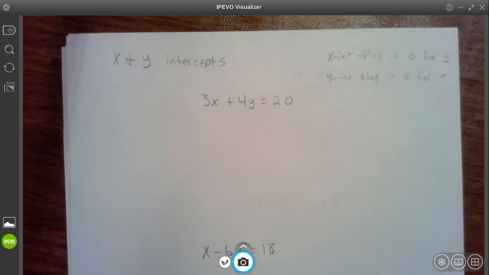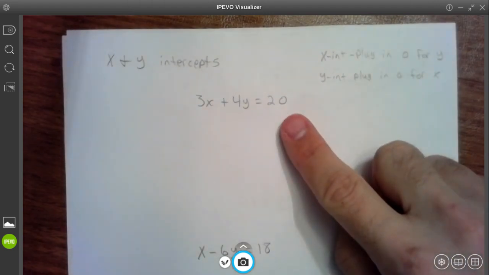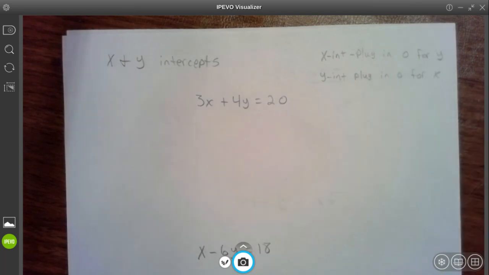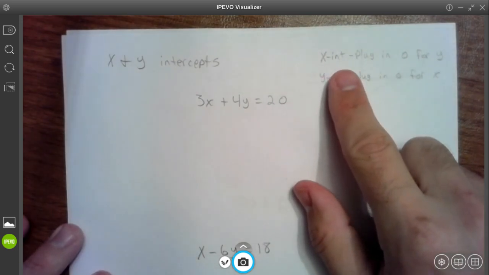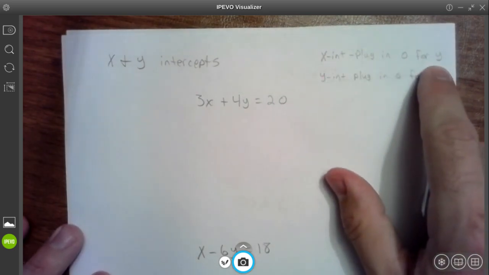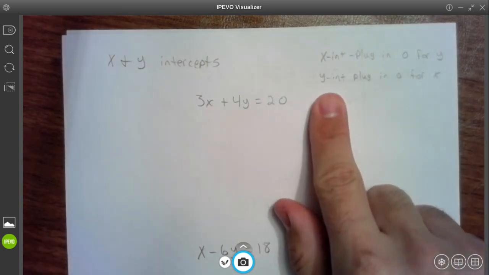Okay, so for this video, we're going to look at x and y intercepts for equations that are in standard form. This is the main advantage of dealing with something in standard form, because finding the intercepts is super easy, because of the way they're set up. To find an x-intercept, you plug in 0 for the y and then solve for x. And for the y-intercept, it's the direct opposite.